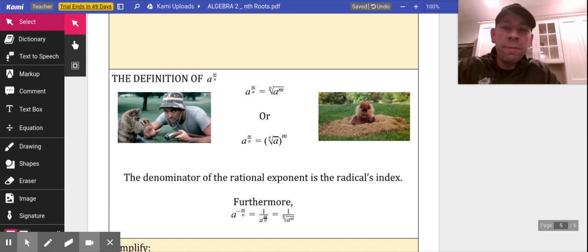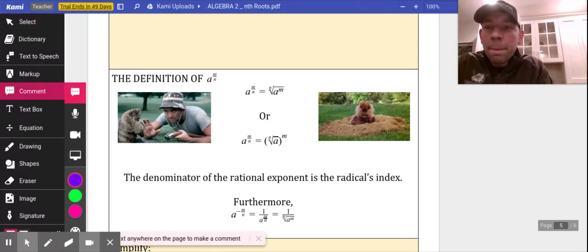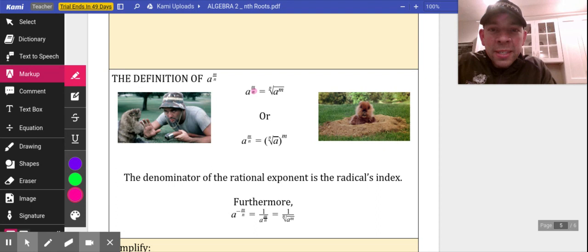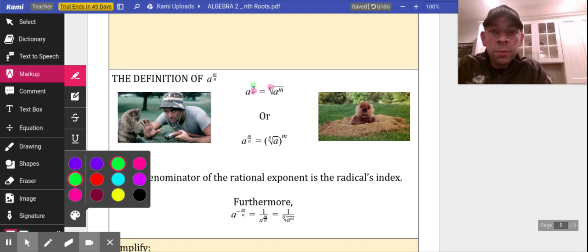So he says, what if I got this expression a raised to a fraction? Instead of 1 over n, now it's m divided by n. Pretty much the same rules that you just saw in the previous example. We're going to say the denominator of that rational exponent is equal to the index on that radical, right? And then watch this. The numerator is the exponent on the a once you're inside, okay?